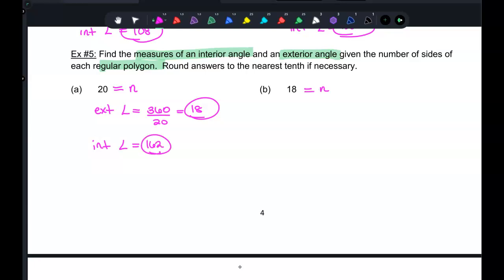Here, n is 18. Yeah. And then the interior angle would be, good.